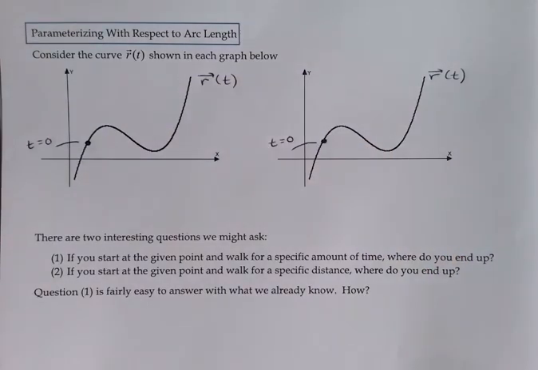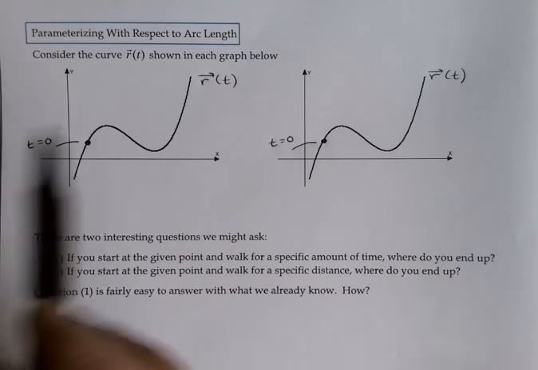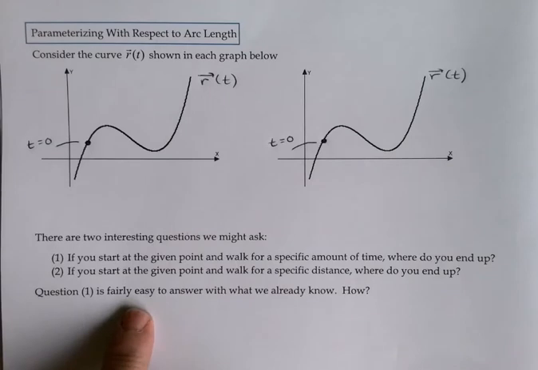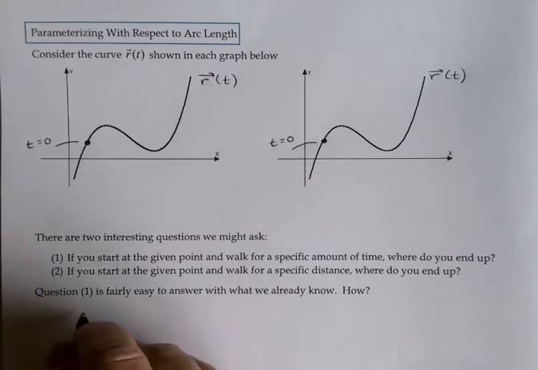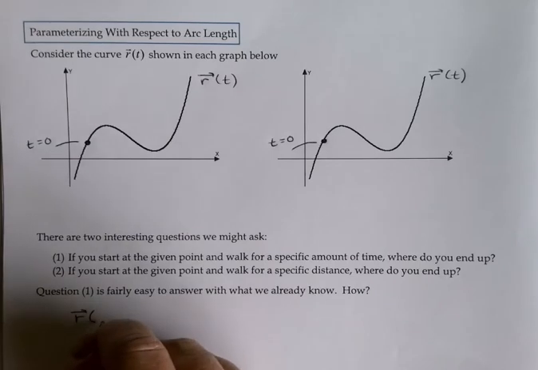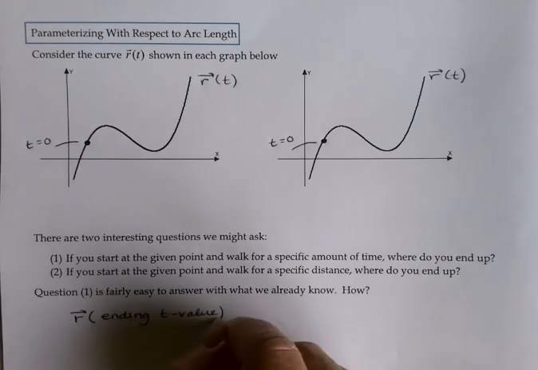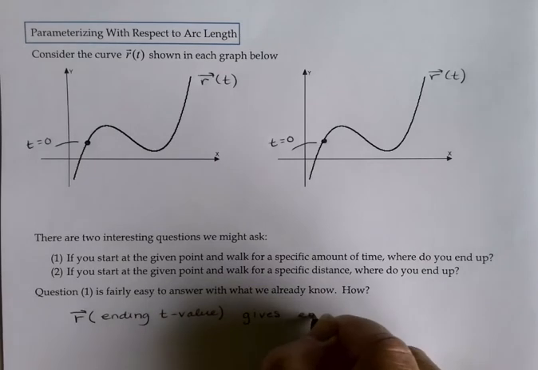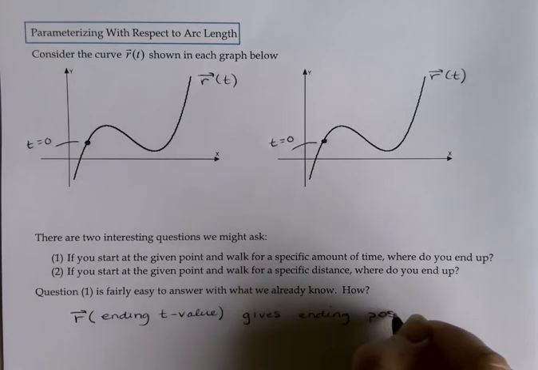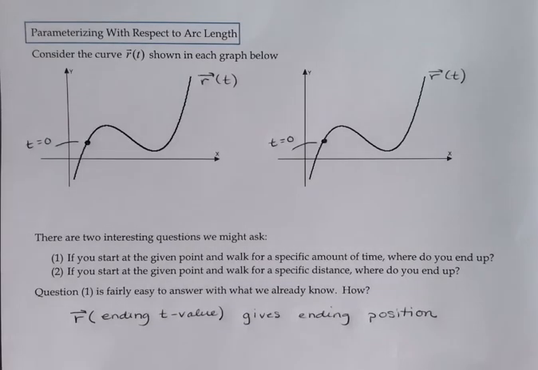Then I might ask you one of two questions. I might ask, if you start at this given point and walk for a specific amount of time, where do you end up? That's actually a pretty easy question to answer. Since we're starting at time 0, all we'd have to do is plug in the new time, and that should give us the position at that time. So, question 1, pretty easy to answer with what we already know. It's simply r of our ending t value. And that's going to give us the ending position. So not a big deal at all.